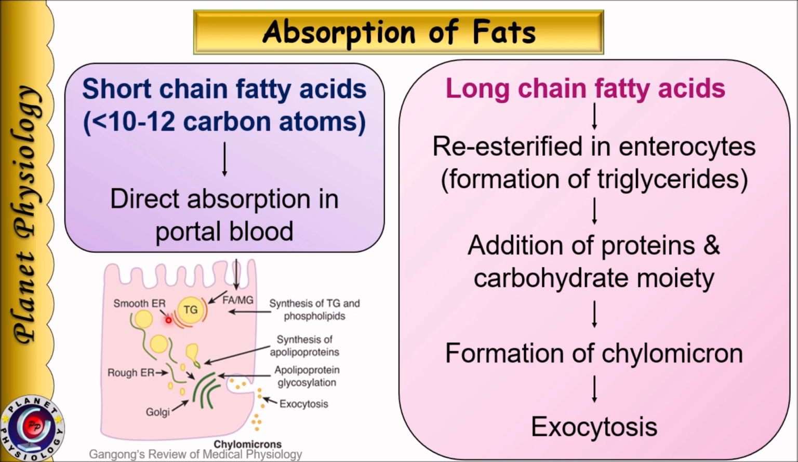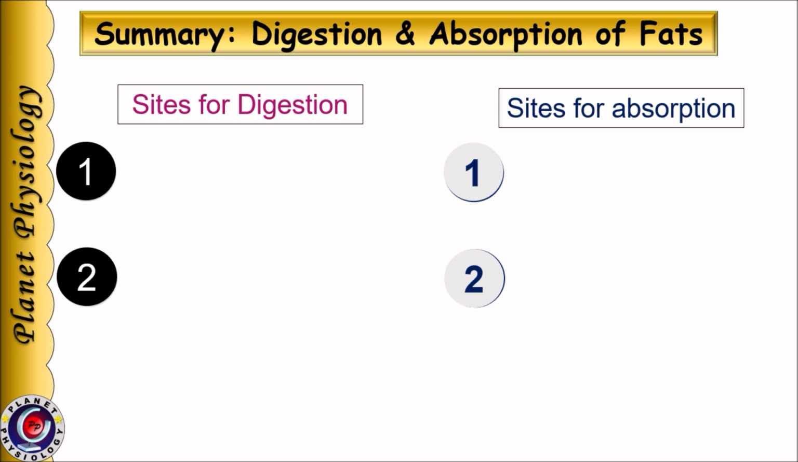This process takes place in the smooth endoplasmic reticulum. Then as it moves from the rough endoplasmic reticulum to the Golgi apparatus, protein as well as carbohydrate moieties are added to it. Now the product formed is called a chylomicron. Chylomicrons enter the central lacteal of the villi by the process of exocytosis and then enter the circulation via the thoracic duct. So here we finish with the process of fat digestion and absorption.